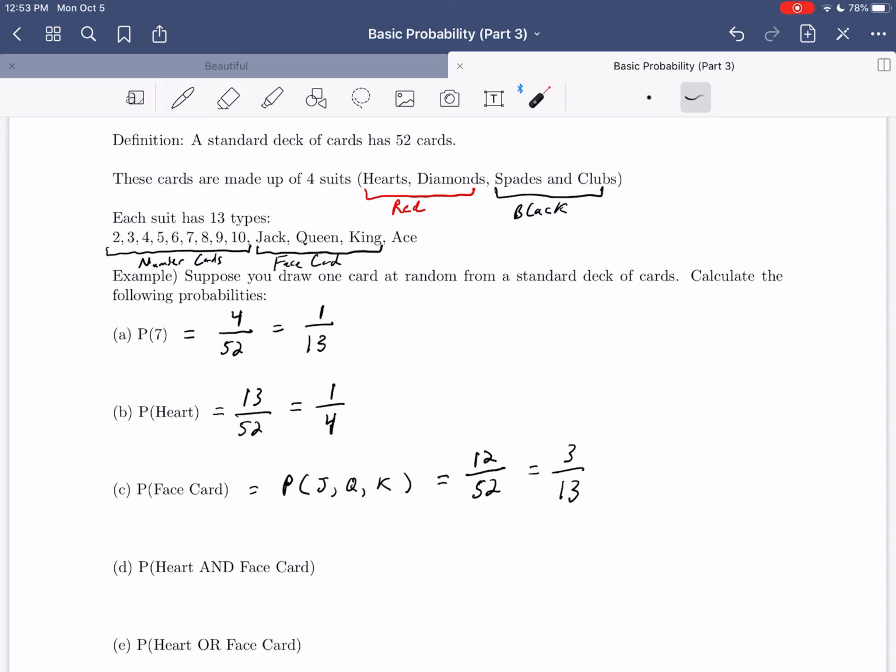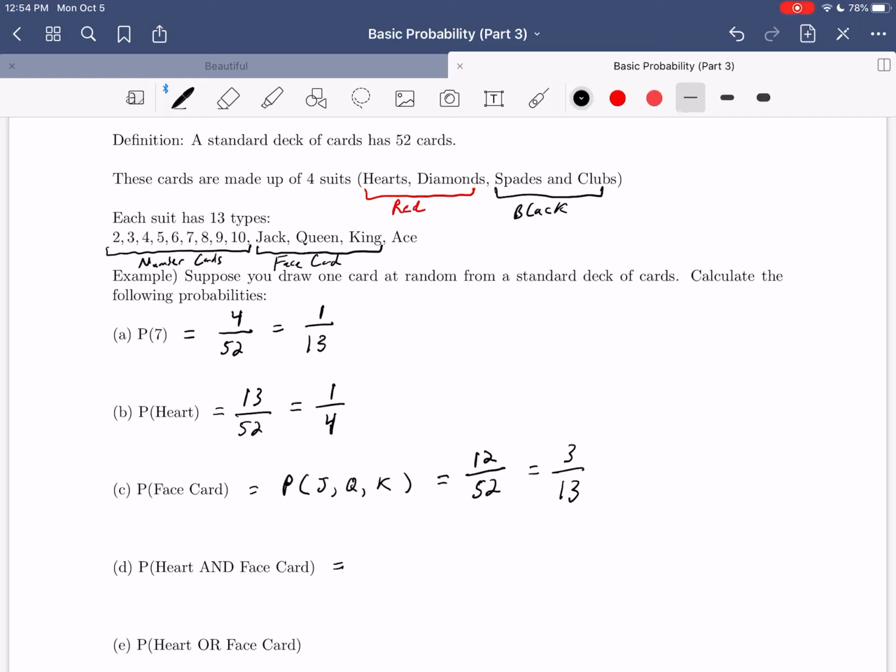All right, let's see about the probability that we get a heart and a face card. This would be what cards are simultaneously hearts and face cards. Well, that would be the jack, queen, and king of hearts, and that's it.